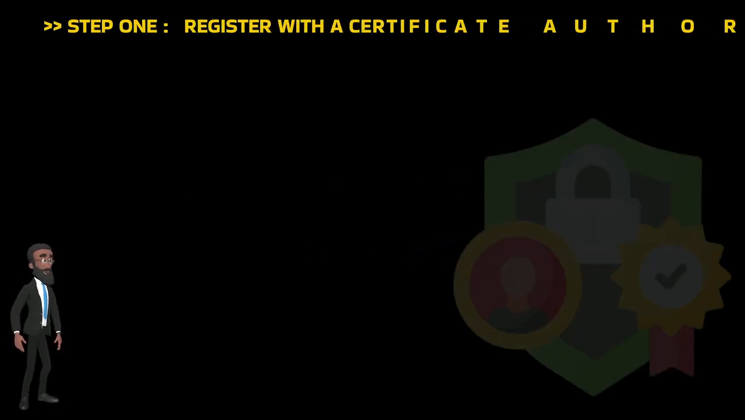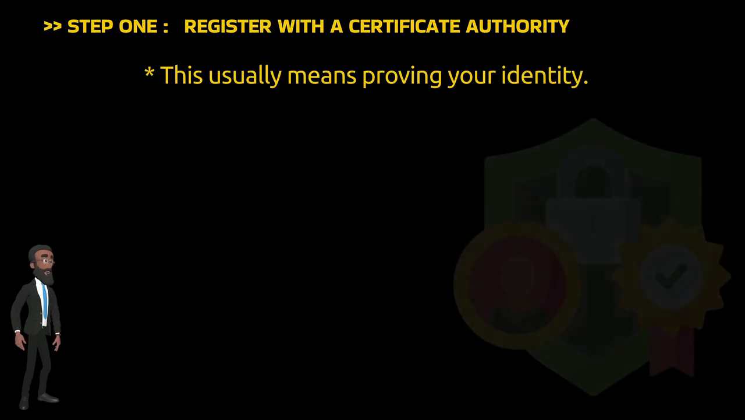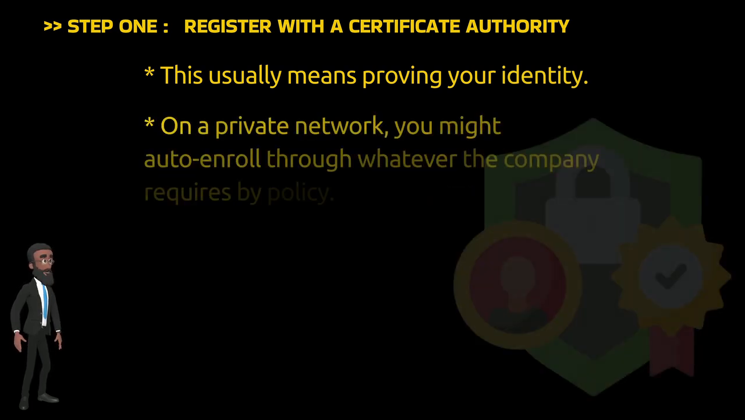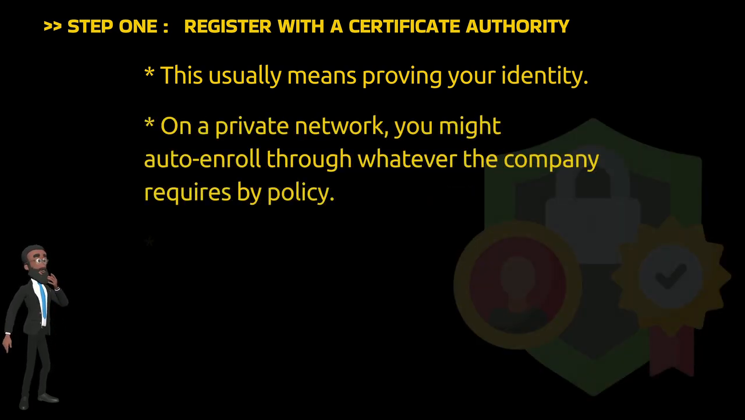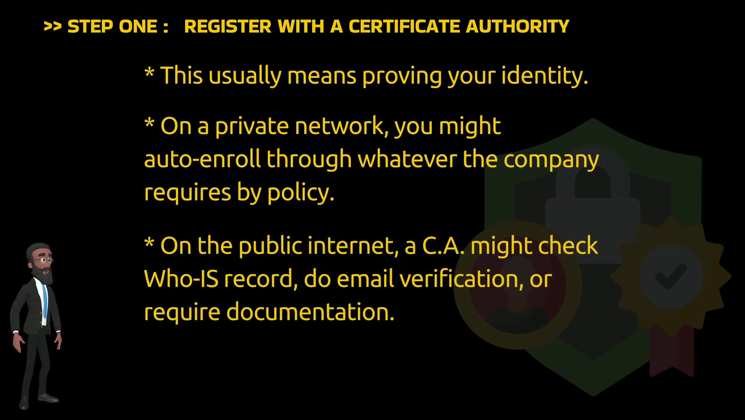Step 1. You need to register with the CA. This usually means proving your identity. On a private network, you might auto-enroll through whatever the company requires by policy. On the public internet, a CA might check WHOIS records, do email verification, or require documentation.